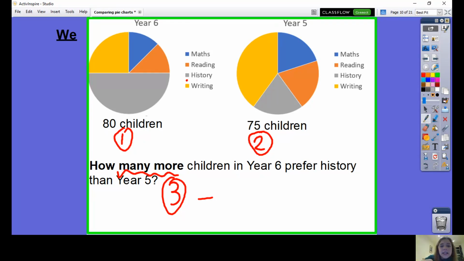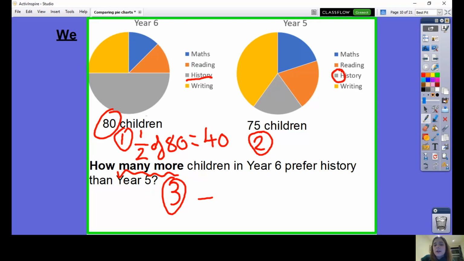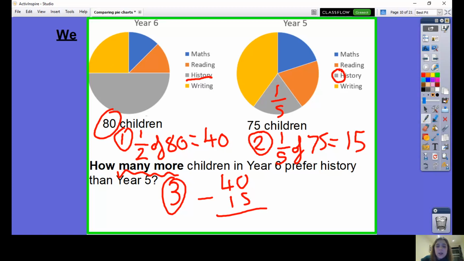Okay, in year 6, history is 1/2, but I'm not looking for 1/2, I'm looking for 1/2 of 80. Half of 80 is equal to 40. In year 5, I can see history is 1/5, but remember, I'm not looking for 1/5, I'm looking for 1/5 of 75, which I know is 15. How many more children in year 6 prefer history? Now I need to finish off my equation by doing 40 subtract 15. I know that will be equal to 25. Very well done if you got that question.